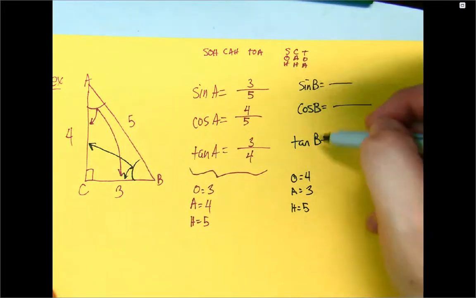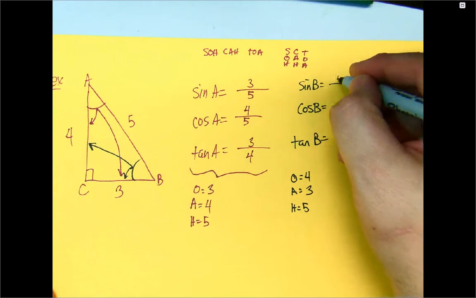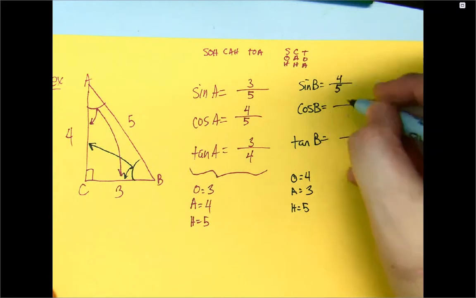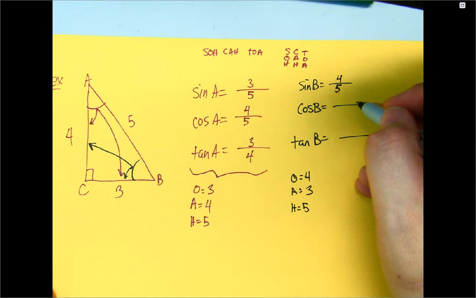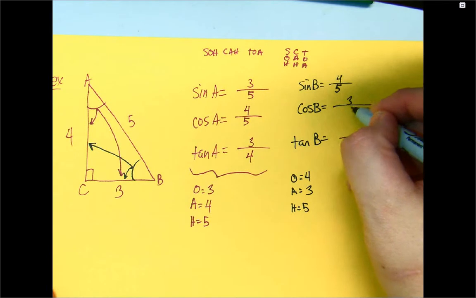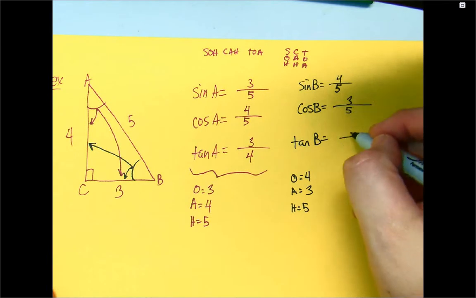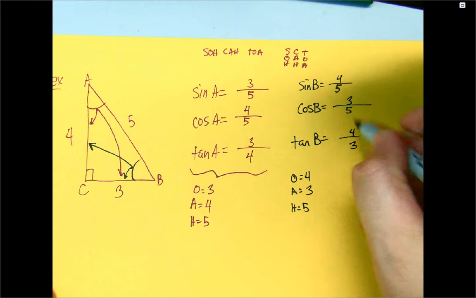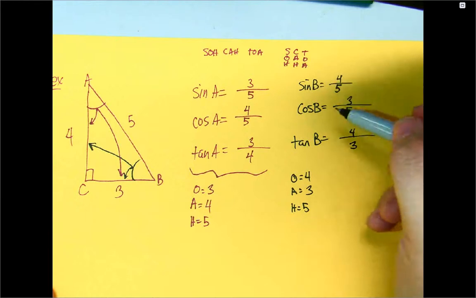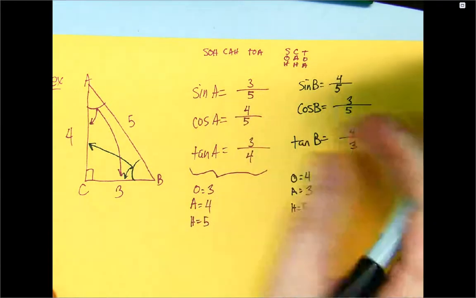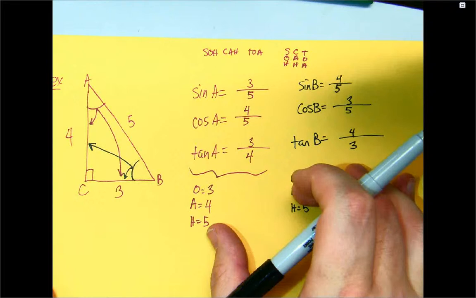So what's the opposite side? 4/5. The cosine is 3/5. The tangent is. Now, when you take a look at these 6 values, do you see anything that's nice and special?